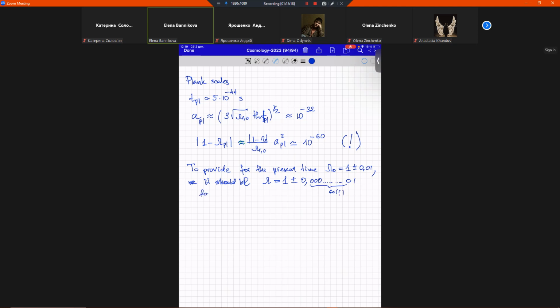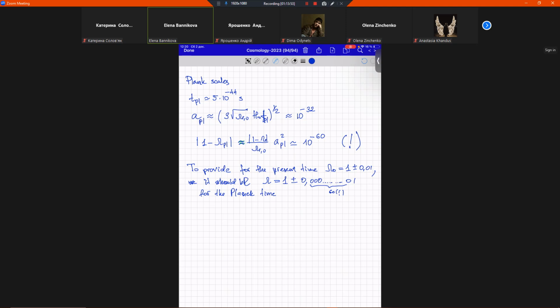for the Planck time. Okay, let's write like this. So it means that if a little bit on the Planck time, the omega was different from unit, a little bit, it means to 60 digits, so the universe will be not flat now.